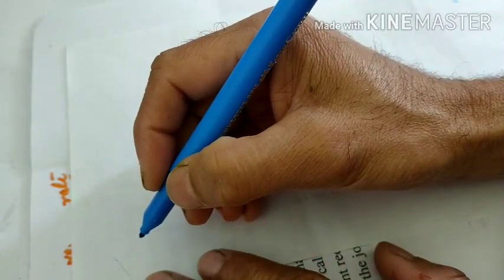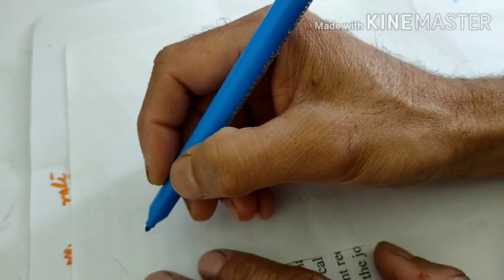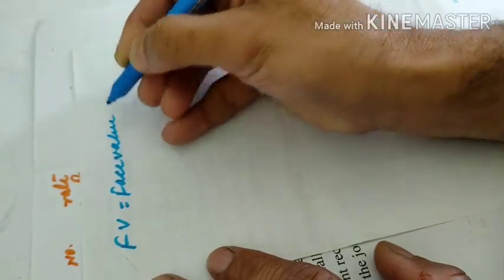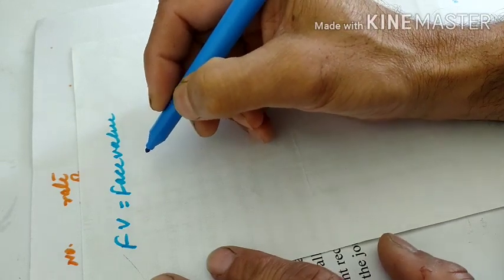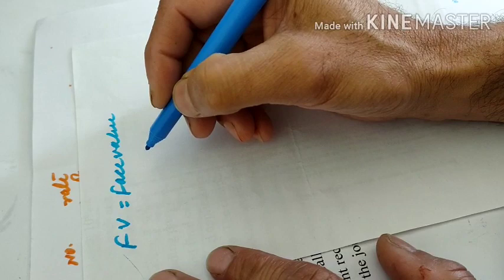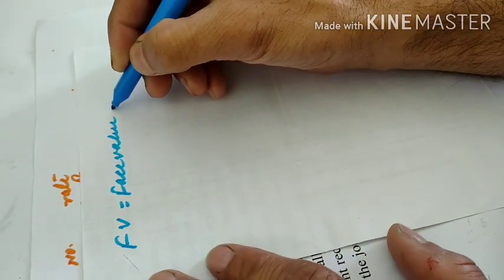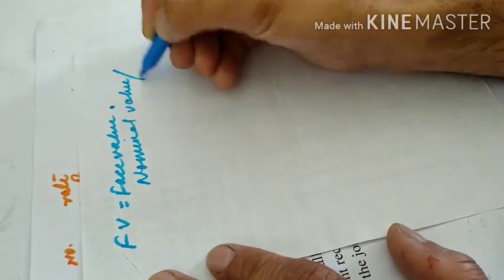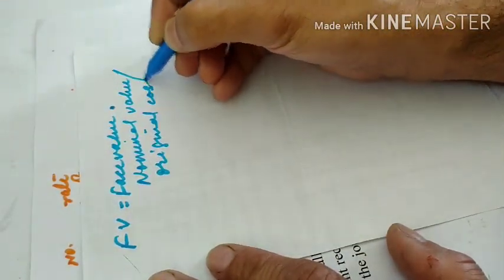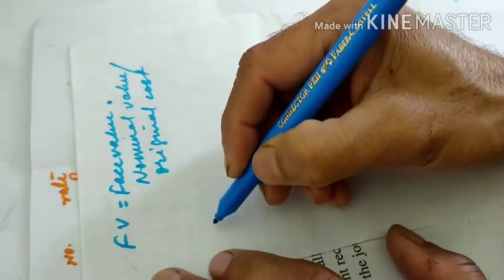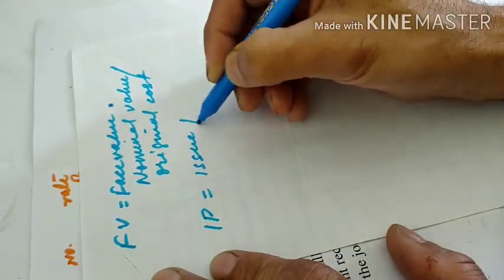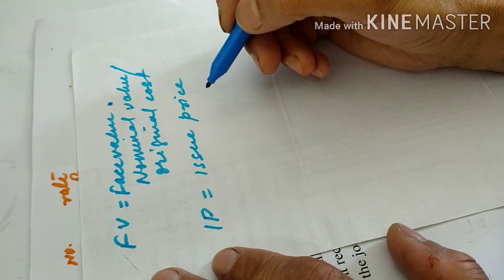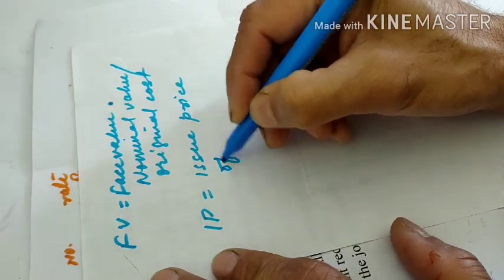So we are at the end of the video session. I'm going to speak about some of the terms we used in this episode. These terms are FV, that is called face value. It is the nominal value of a security, shares or debenture, as stated by the company. It is also known as original cost. Then I spoke about IP, that is issue price. Issue price means the price at which securities like shares or debentures are offered for sale by the company. So you can say this is the offer price.